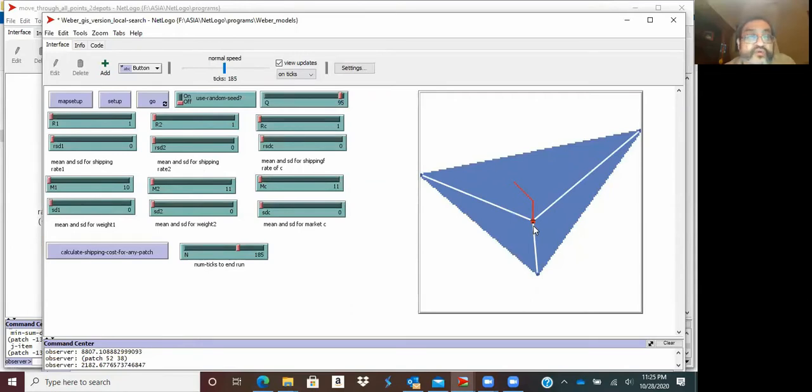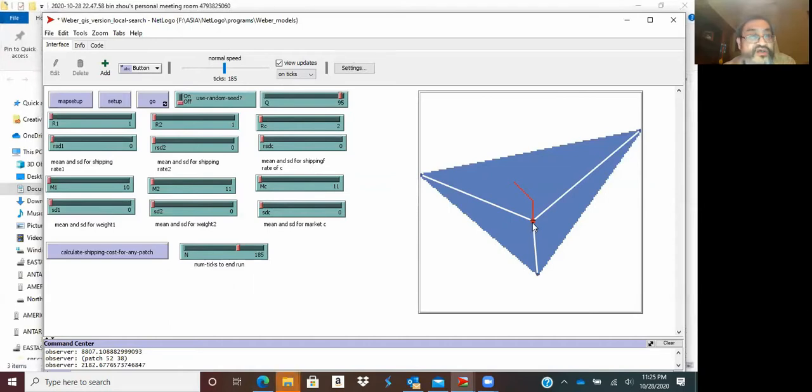Okay. Now, we can also alter the shipping rate. Let's increase the shipping rate of the final product from 1 to 2. Then you should expect that since the shipping cost for the final product increases, this best location should shift toward this market. Let's see whether that is the case.